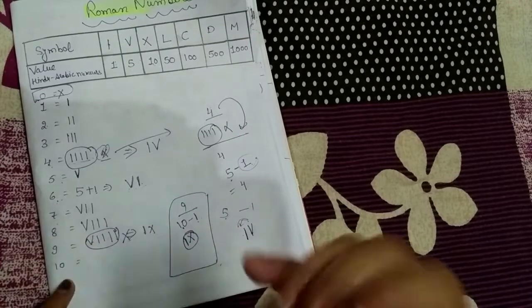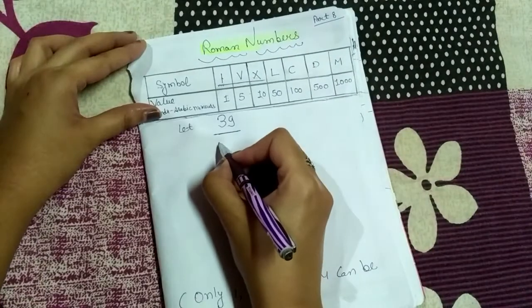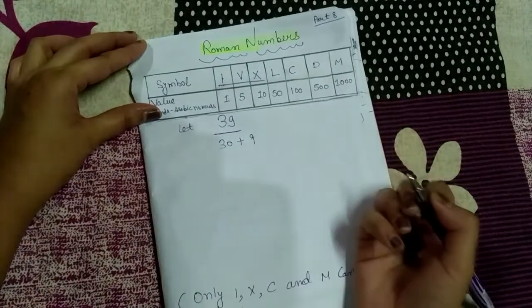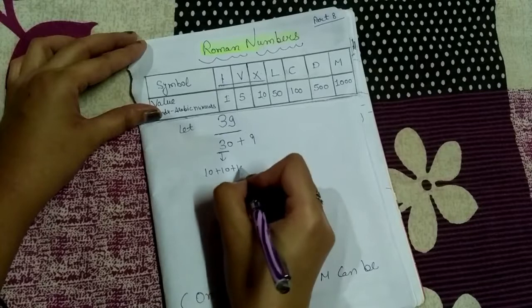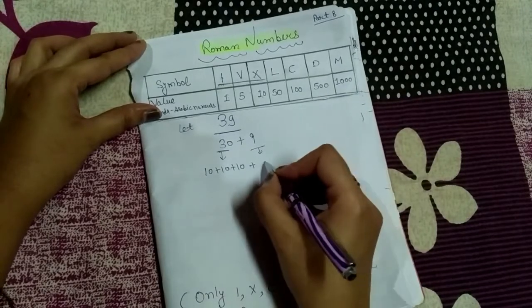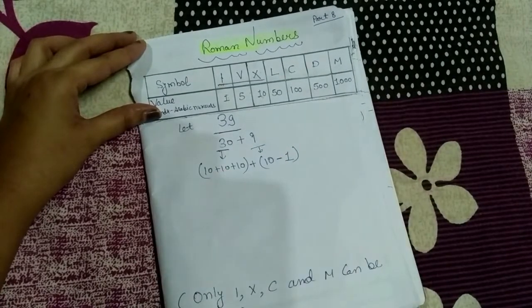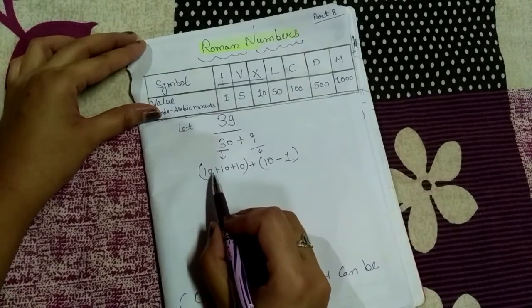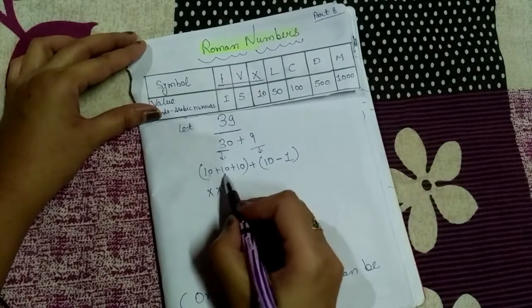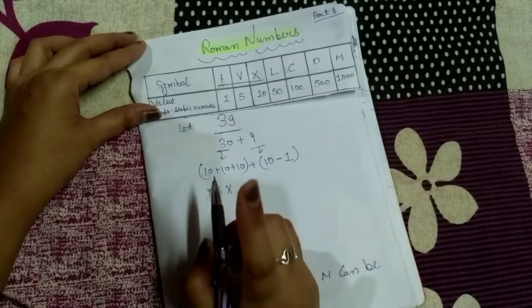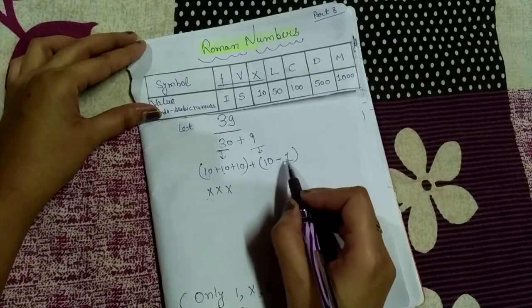Correct? Yes, it's correct. For 10, I am having a symbol, that is X. So 39 is 30 plus 9, right? And 30 can be represented as 10 plus 10 plus 10. And for 9, I can write 10 minus 1. Correct? Right? So let's do. 30 means for 10, I have to use X, because 3 tens are there, so I'm going to use 3. Correct? And we cannot use or repeat X more than 3 times. Correct. Now I have to write 10 minus 1.